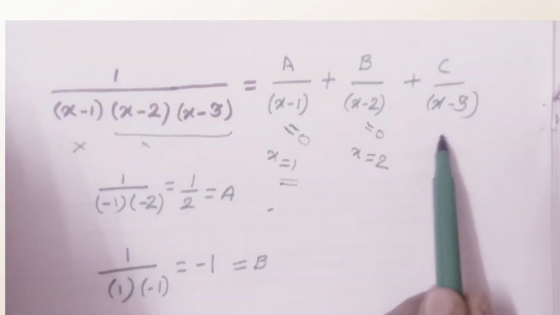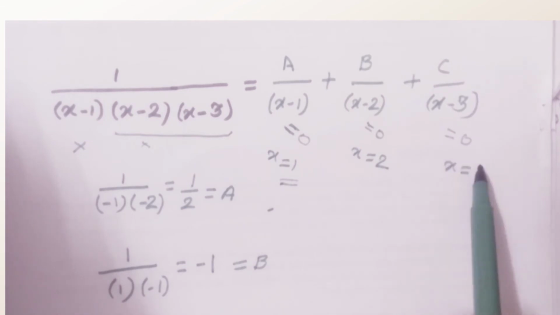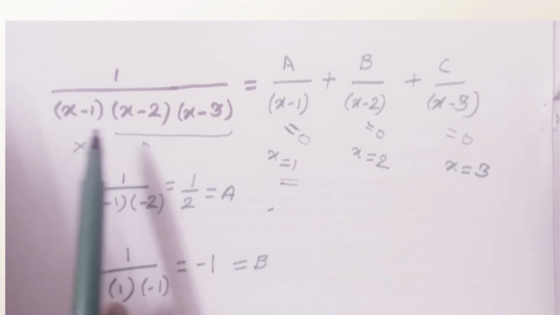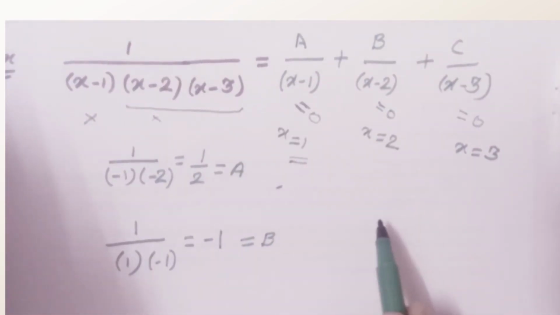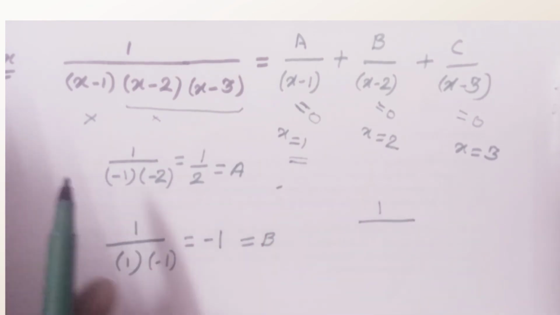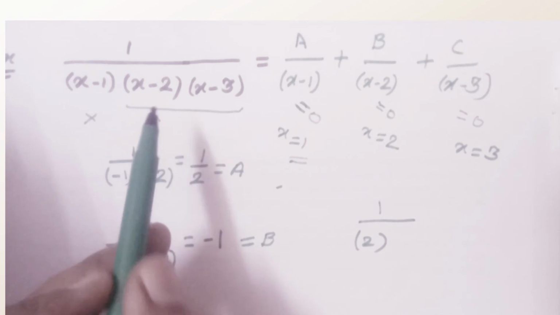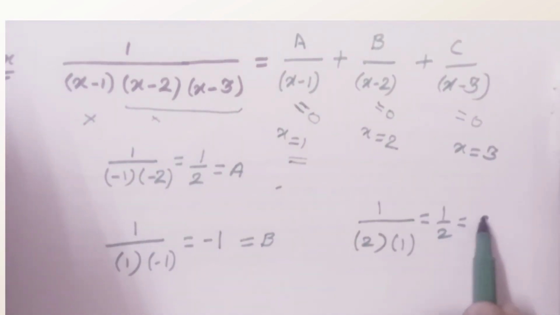And for c, we have to take this denominator equals to 0, that is x equals to 3. So put x equals to 3 in the first and second term, then we get 1 upon 3 minus 1 is 2, then 3 minus 2 is 1, so it is 1 by 2, the value of c.